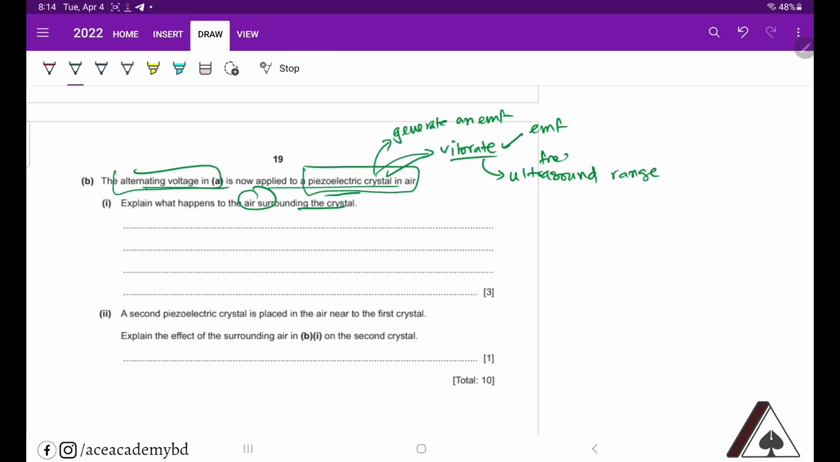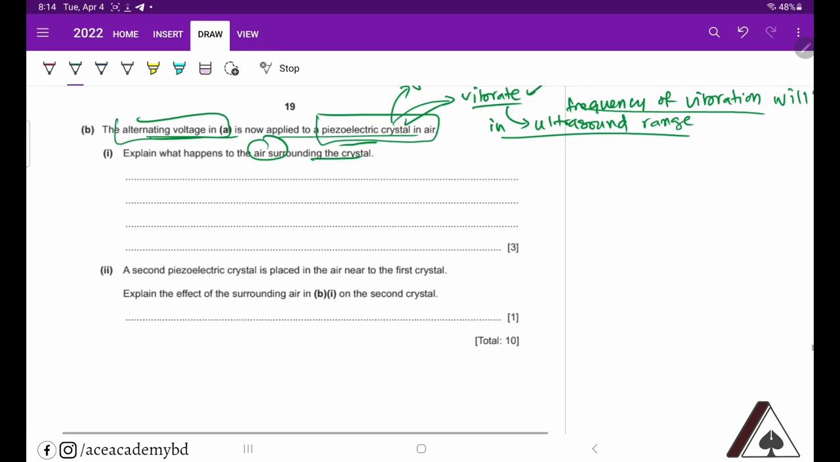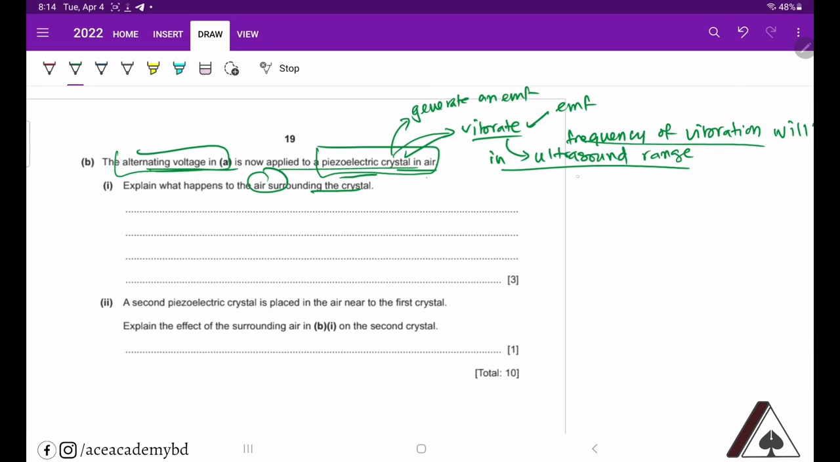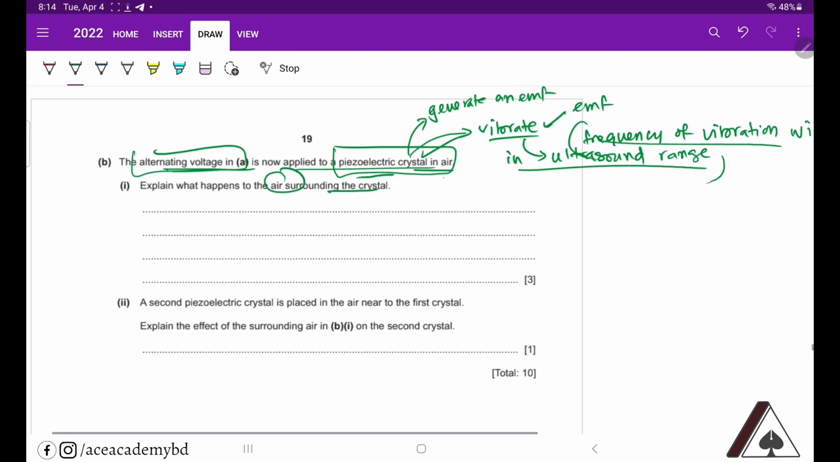So the frequency of vibration will be in the ultrasound range. Basically, whenever we apply an alternating PD to a piezoelectric crystal, it will vibrate, and the frequency of this vibration will be in the ultrasound range. And since the crystal is in air, it will also cause the air molecules to vibrate. This is a different kind of question, so you just have to analyze the scenario which they have given to you.